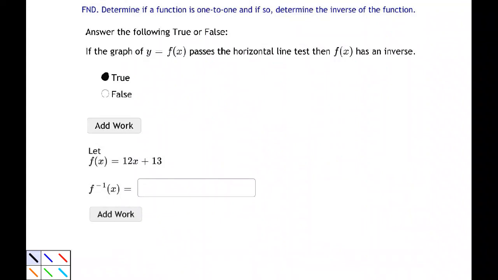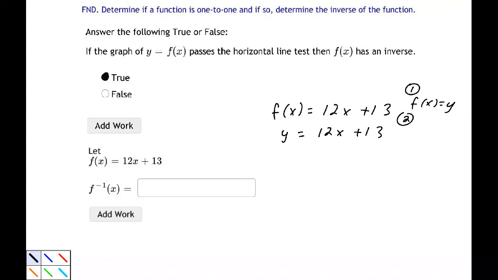Now, the general strategy here is we'll take our function f of x equals 12x plus 13. We will replace f of x with y, just for ease of calculation here. So this will be y equals 12x plus 13. So f of x equals y. That's often our first step. Our second step is going to be to replace y with x and x with y. So we'll switch those two. So my new equation will be x equals 12y plus 13.